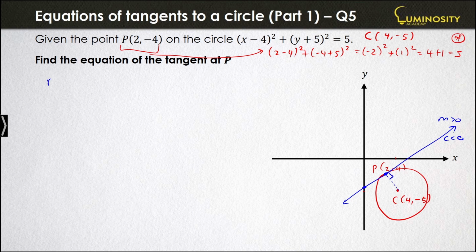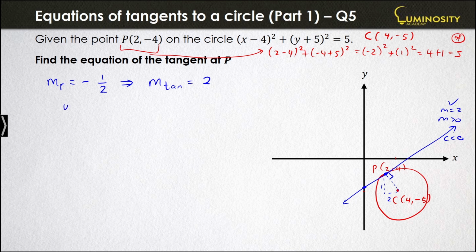Again, I'm going to look at the gradient of my radius, which is the line PC. From 2 to 4 is 2 units across, and from -4 to -5 is 1 unit down. And it's a negative gradient because it's going from left to right downwards. So that gradient is -1/2. Therefore, we know that the gradient of the tangent line must be equal to +2, because 2 times -1/2 is -1. So the gradient of 2 makes sense based on the geometrical interpretation that we've got up here.